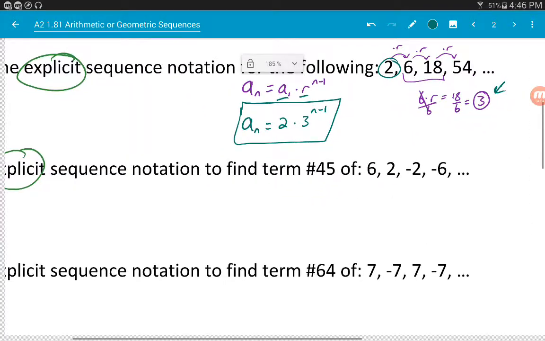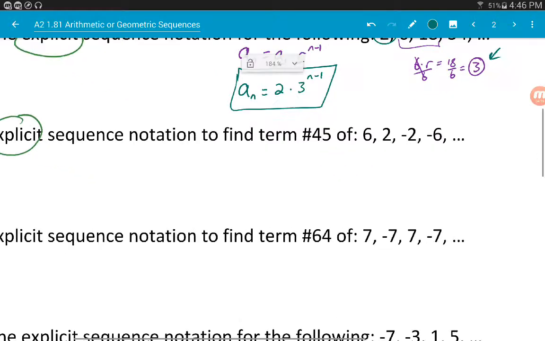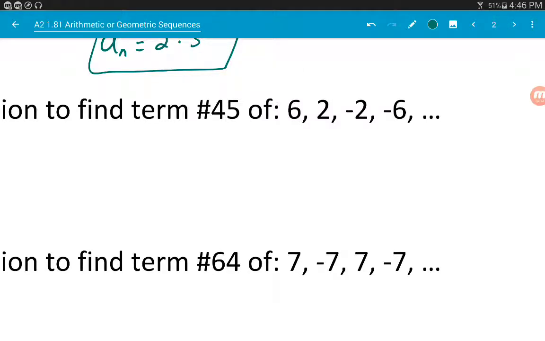Let's do one more where we have to plug in the explicit sequence notation to find term 45 of this sequence. So let's see, it's going to be two parts. Find the sequence, then plug in 45. So from 6 to 2, this would be minus 4. 2 to -2 is also minus 4. Okay, cool. So we're just subtracting 4 every time.